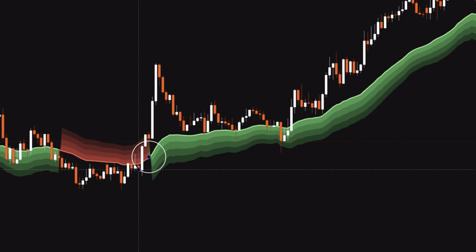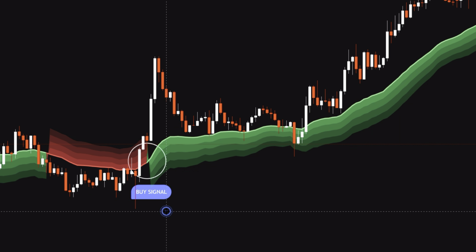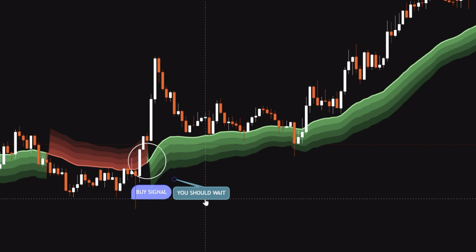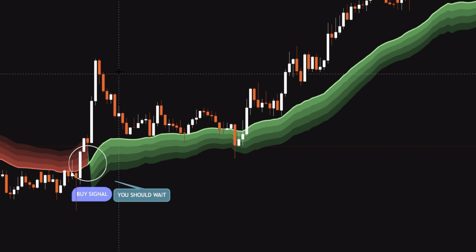The market memory average changes from red to green. Most retail traders enter immediately. We don't. We wait. The market owes us confirmation. We wait for a pullback. That pullback gives us a better location for entry, a discount zone, rather than an emotional chase.